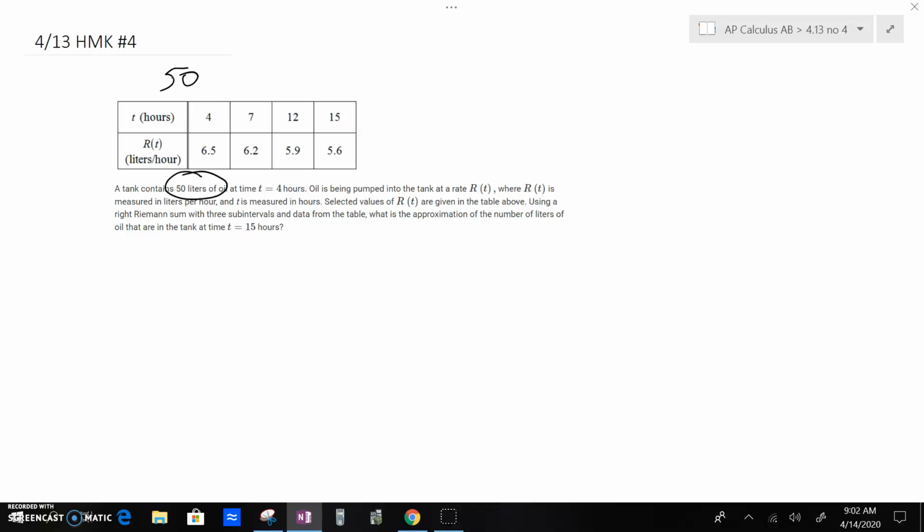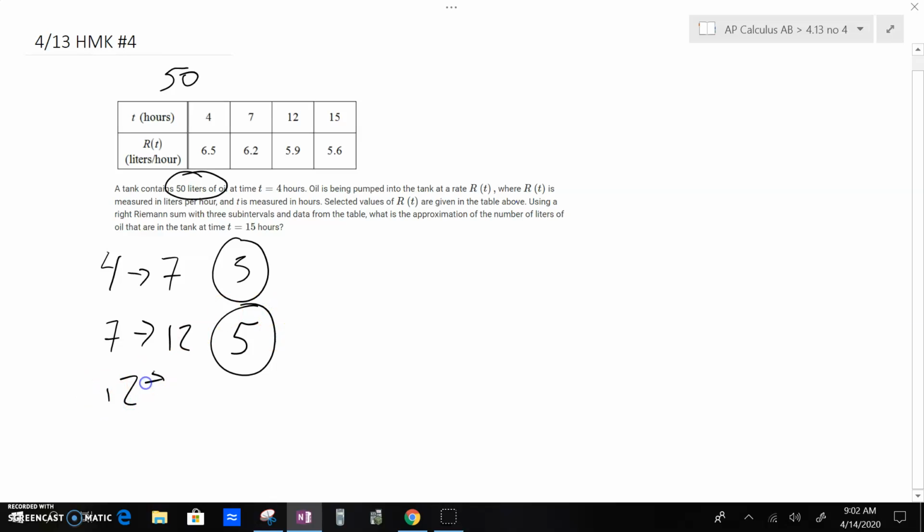Oil's getting pumped in at this particular rate over this particular time using the values in the table. Come up with a Riemann sum estimate using 3 subintervals and how much oil is in the tank. Pretty much to a person, you knew you needed to integrate or add up rectangles, because here we can't actually integrate. We don't have a function. And to do that, we have uneven subintervals. So the first from 4 to 7, we've got a width of 3. From 7 to 12, we have a width of 5. And from 12 to 15, we have a width of 3. And we need to incorporate those different widths. And again, based on the answers you put, I can tell that you did that, which is awesome.